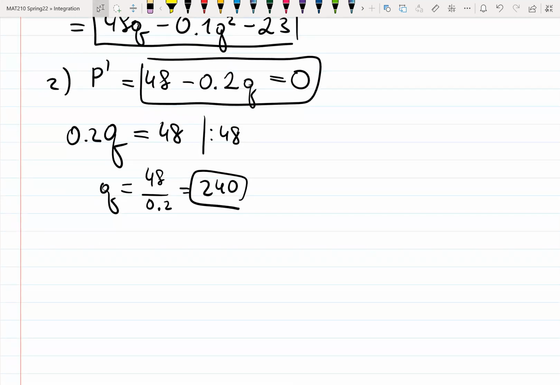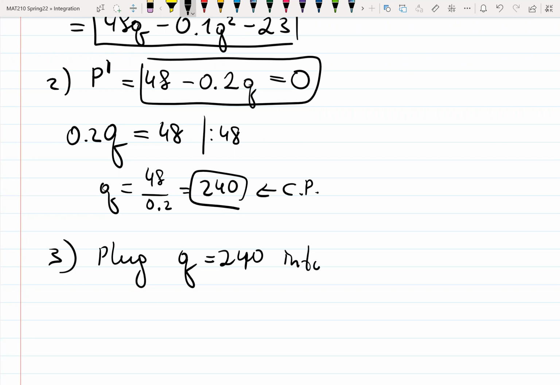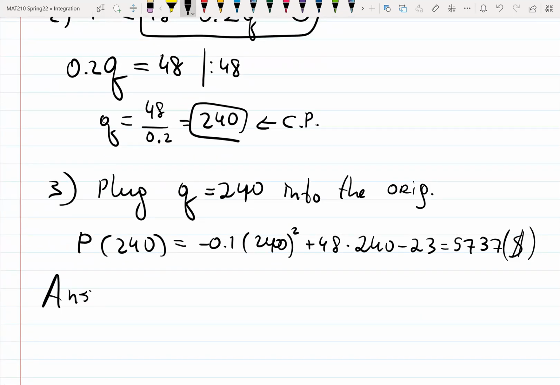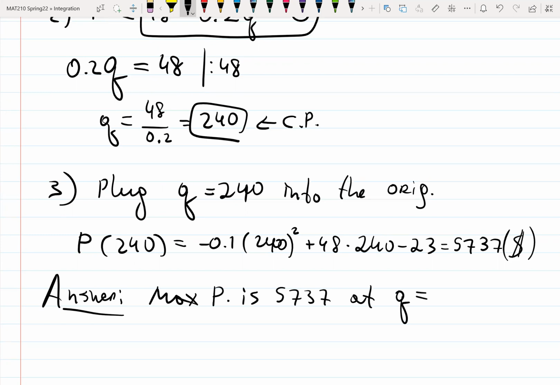So the answer, this is the critical point, and that will give you the optimal quantity you need to sell in order to get maximum profit. Step 3, plug this amazing Q you just found, 240, into the original. P at 240 is minus 0.1 times 240 squared plus 48 times 240 minus 23, which gives you $5,737. Answer. Maximum profit is 5737 at Q equals 240. That's one problem.